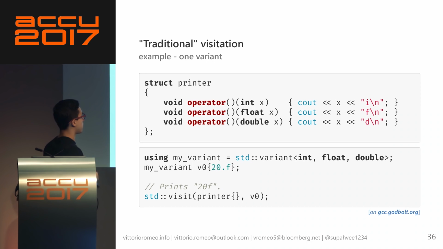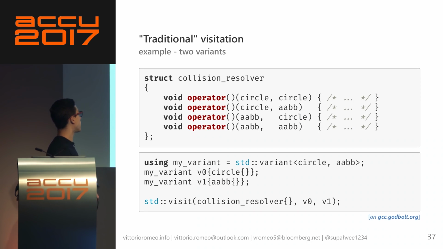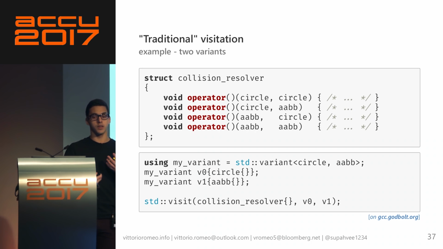And the good thing about this is that it can be generalized to any number of variants. So if you want to model some kind of collision resolution between circles and boxes, you can simply have two instances of a variant that represents a shape, and then you can invoke std::visit with both of them at the same time. This is going to give you some sort of multiple dispatch between the variants that will handle all the possible cases.